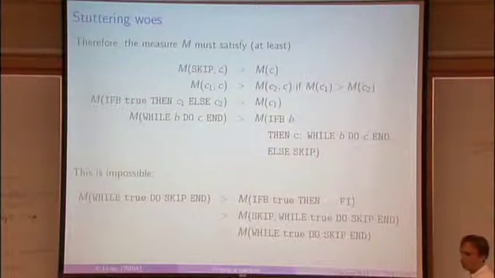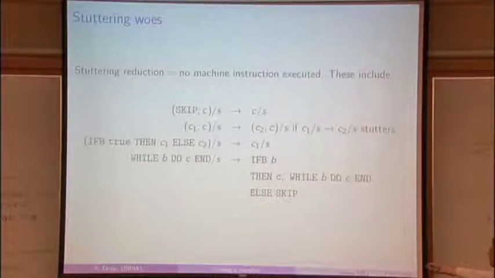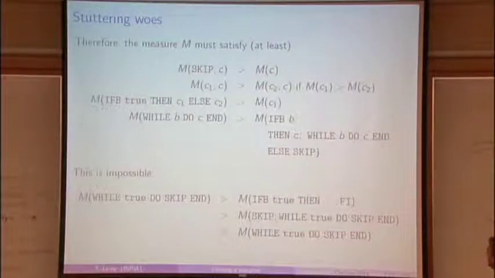All right, so we need a measure M that satisfies at least those 4 inequations, right? Corresponding to those 4 stuttering reductions. And that's where things are going horribly wrong, because let's take my favorite infinite loop, while true do skip. This measure must be greater than its unrolling, if true then, which must be greater than the then branch, which is skip followed by while true, which by this rule must be greater than the measure of the original loop.